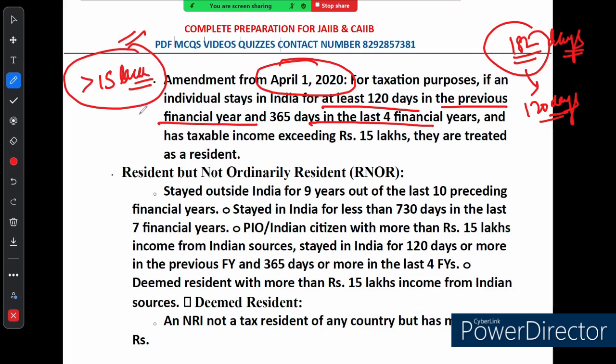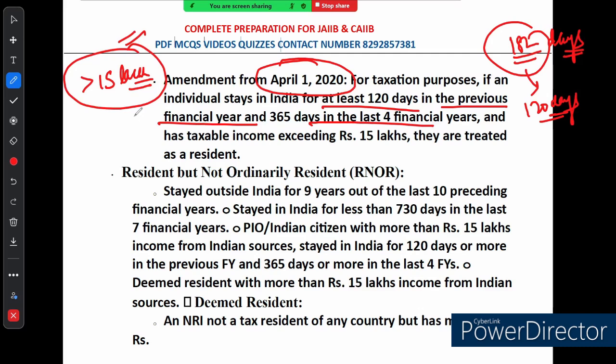This amendment was introduced to prevent individuals with significant earnings in India from avoiding tax by staying outside for most of the year. Try to understand why it was introduced. Suppose someone has more than 15 lakh taxable income, obviously it indicates that he has a significant income in India. To prevent him from avoiding tax by staying outside for most of the year. Suppose he is staying outside for most of the year and avoiding the tax. To prevent this avoidance, this rule was implemented from April 1st 2020.